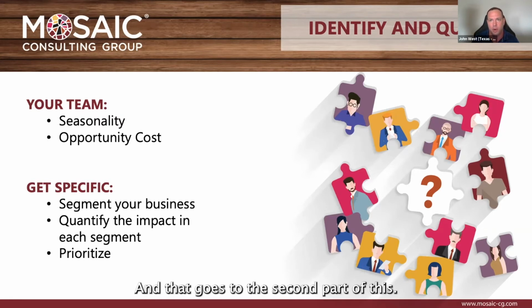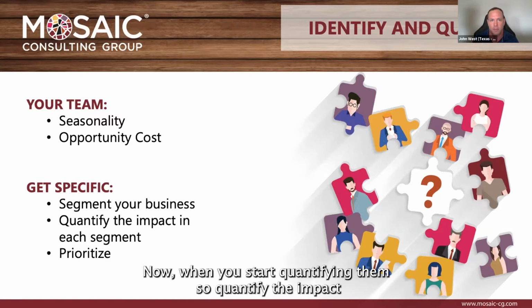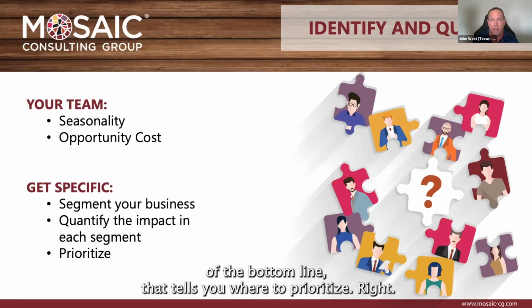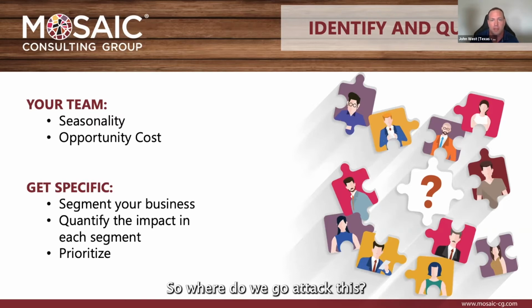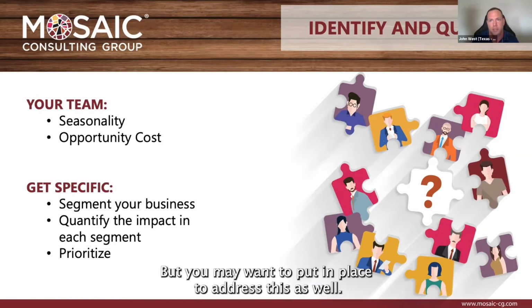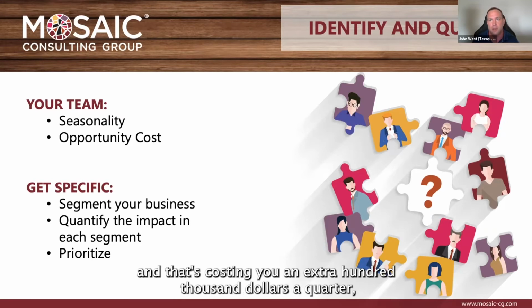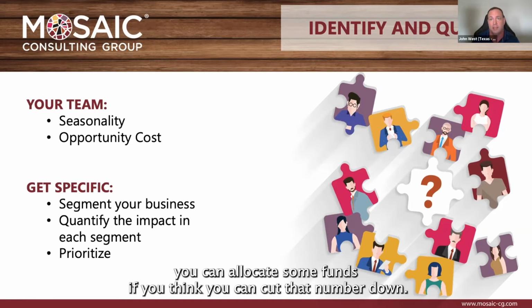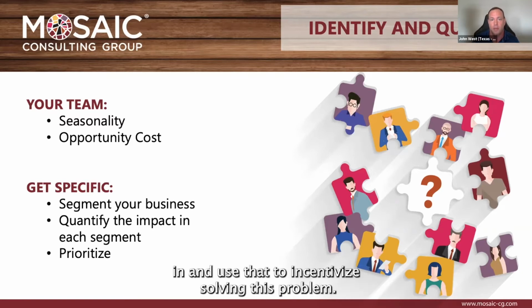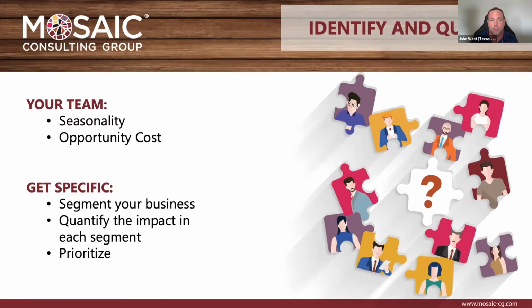And that goes to the second part of this. We identified these issues. Now we need to start quantifying them. So quantify the impact to the bottom line. That tells you where to prioritize, right? So where do we go attack this? And it can also help with budgeting incentives that you may want to put in place to address this as well. So if you know that your shrink cost is increasing and that's costing you an extra $100,000 a quarter, you can allocate some funds if you think you can cut that number down. Hey, let's take some of the win and use that to incentivize solving this problem.